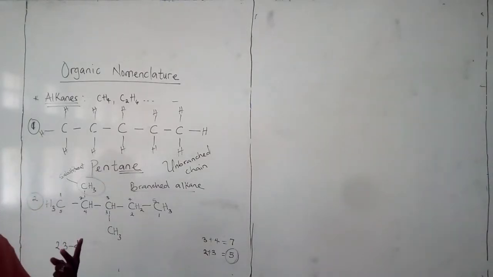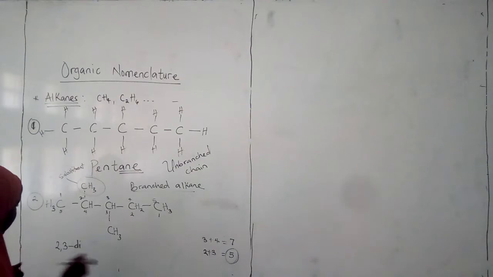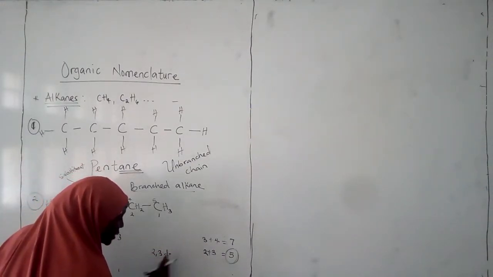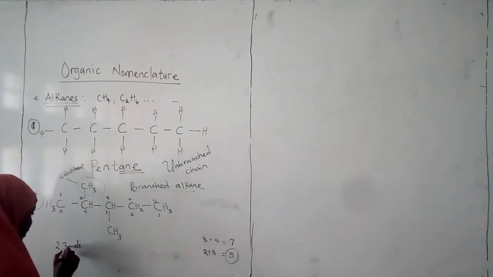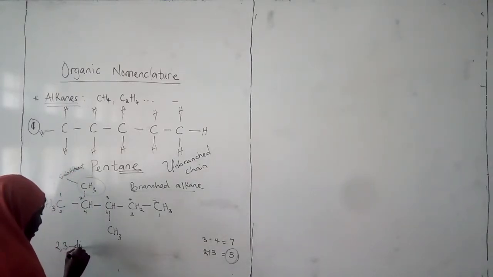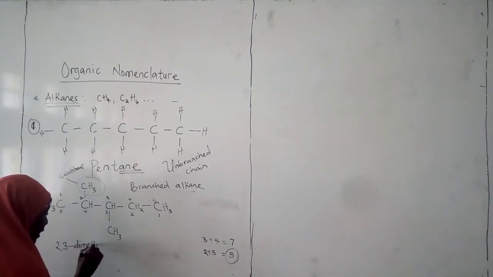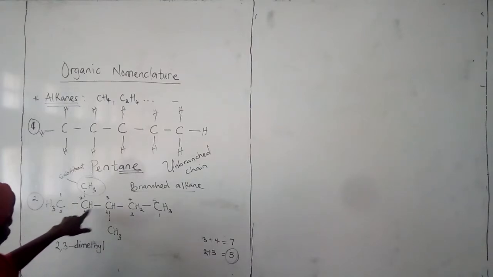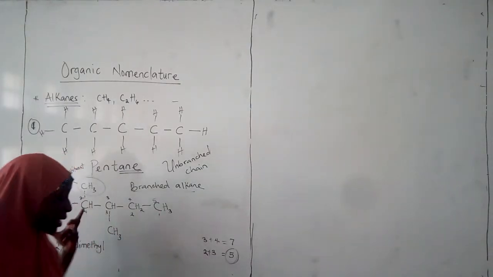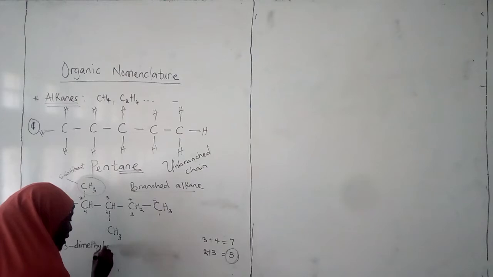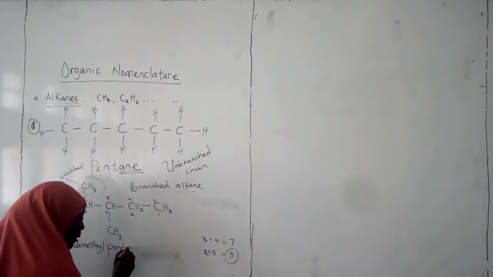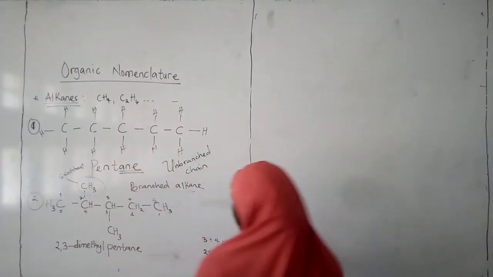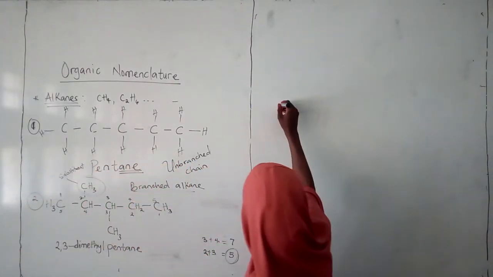Since we have 2 methyls, we write 2, 3, then a dash. Not 2, 3 dimethyl with no dash, no, this is wrong. We have 2, 3, then dash, dimethyl. Then our parent chain is what? 1, 2, 3, 4, 5. Our parent chain is pentane. So we have 2, 3-dimethylpentane. And that's all for this. So let's look at another example. We can have C.